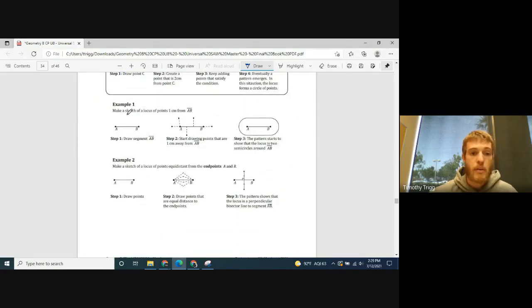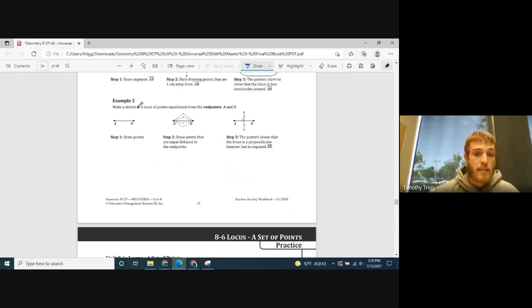Here's another example they give. Make a sketch of the locus of points that are 1 centimeter from AB. So here you have AB, and I want every point that is 1 centimeter away. You can see them starting to make some points that are 1 centimeter away in every direction. Eventually, you'd get this shape right here, where each of these distances is 1 centimeter away from this segment AB. So you'd create this sort of ellipse-like shape. Not quite an ellipse, but whatever.